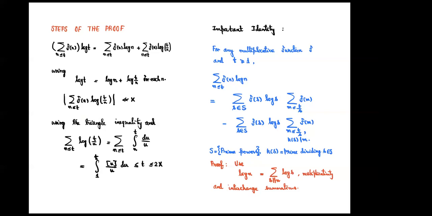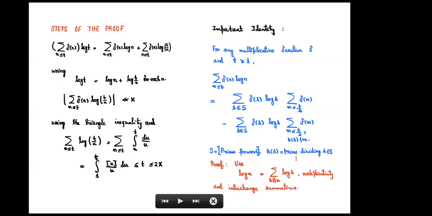Now, this identity is a very simple identity that comes quite easily by simply substituting log n equal to the sum of log s, where the sum is taken over all prime powers s that divide n, right? So you just put it in, use multiplicativity of f, interchange summations and rearrange the terms.